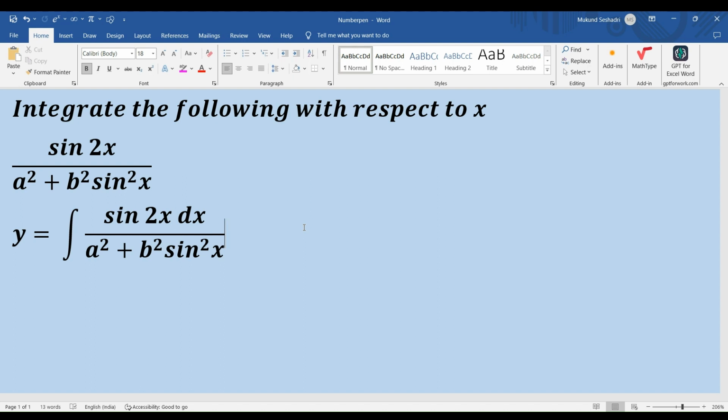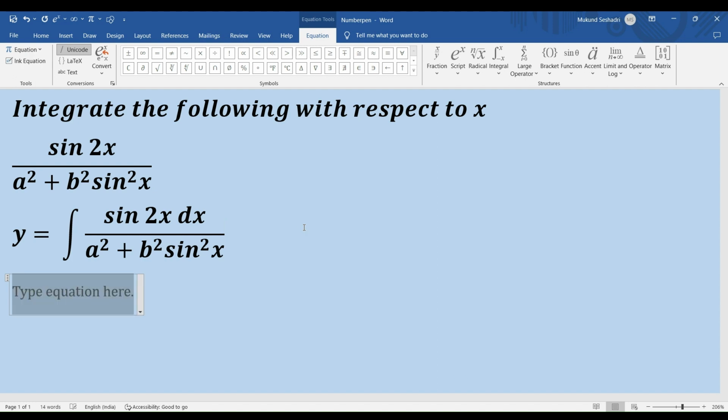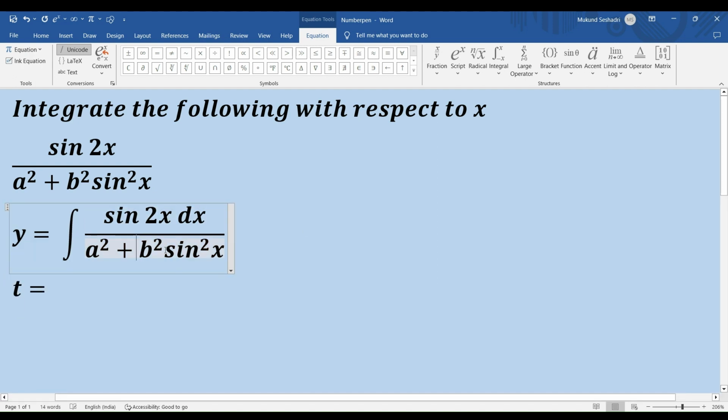When I look at my y, I notice that I have a sine square expression in the denominator, which is a square plus b square sin square x, and then I have a sin 2x in the numerator, right? Now I'm looking at whether there is a possibility to connect these two terms. The answer is yes. And why is that? Because d by dx of sin square x is nothing but 2 sin x cos x, which is a sin 2x. So the substitution that we can make in order to simplify y is t equals a square plus b square sin square x, right?